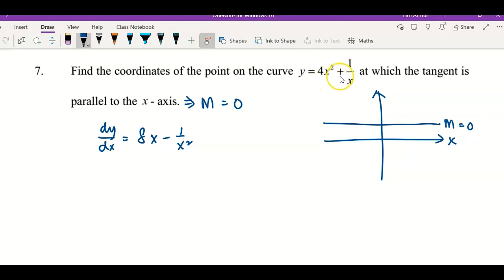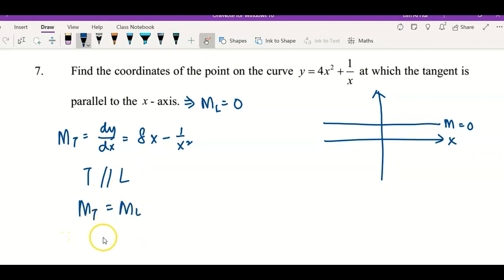Differentiate this, you get 8x minus 1 over x squared. And then, if I let this be represented by mT, and this by mL, then I will say that mT is parallel to mL. If they are parallel, meaning the tangent is parallel to the line L, then mT equals mL.